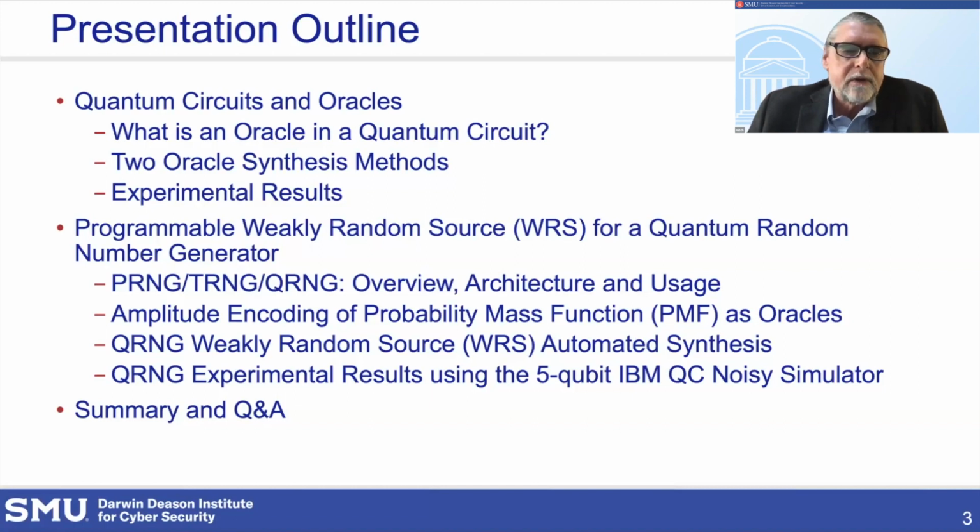And then I will show you an application of oracles, and that application is in the area of quantum random number generators, and in particular, the weakly random source for that. So I know this is an area everyone may not be too familiar with, so I'll give a general overview of different types of random number generators, including what a weakly random source is. And then I'll talk about how we actually synthesize the user-defined probability mass function as an oracle such that we can use a commercial quantum computer as a QRNG.